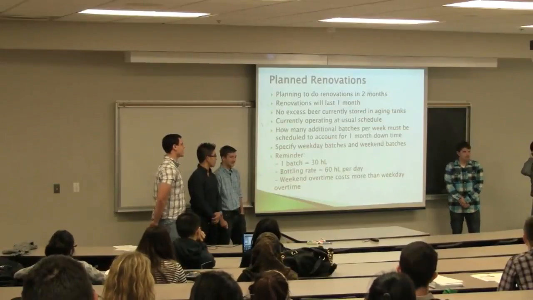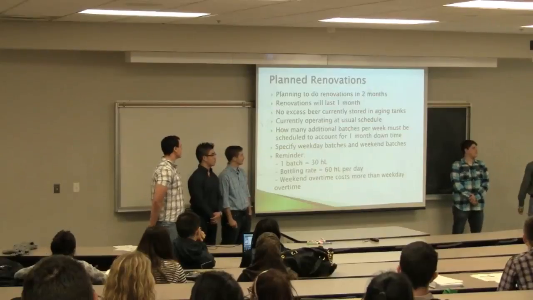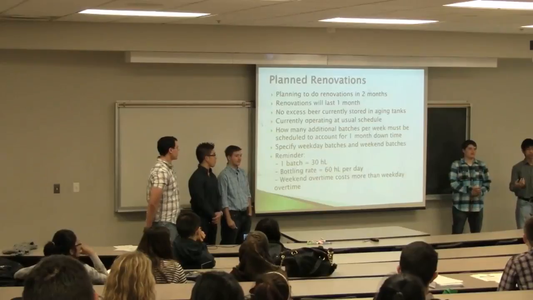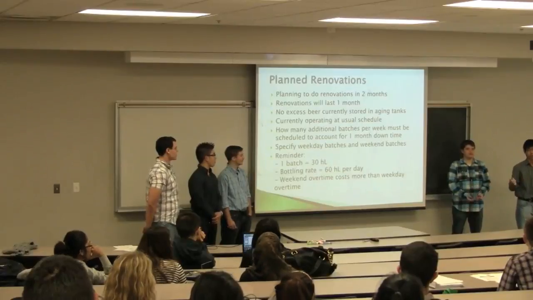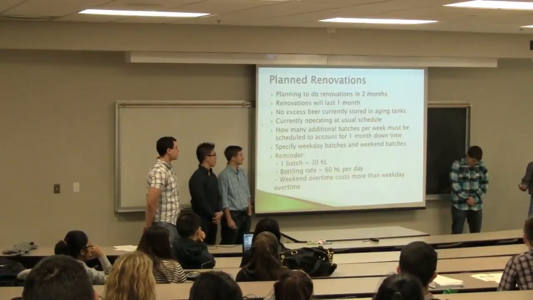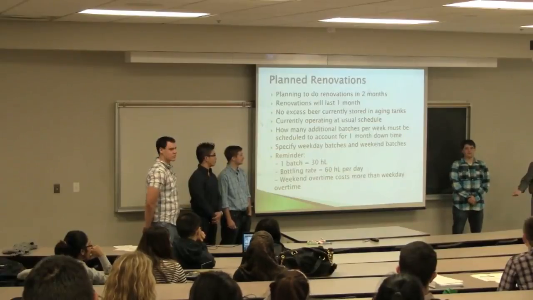So for the 4 weeks that you're down, you basically need about 40 batches extra. There are 2 months beforehand, so if you do 5 extra batches a week, you could spit out one more batch every single day, or something along those lines, and you would have enough stock to cover the month down.